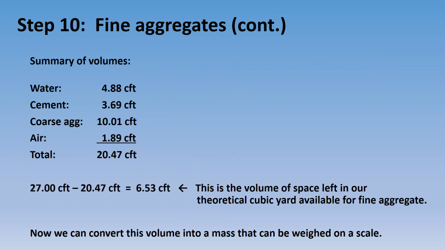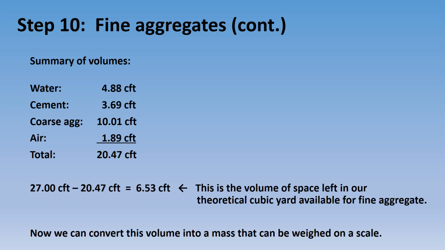So the summary of the volumes that we just computed: the water takes up 4.88 cubic feet, the cement takes up 3.69 cubic feet, the coarse aggregate takes up 10.01 cubic feet, and the air takes up 1.89 cubic feet. So out of our cubic yard available, we're already occupying 20.47 cubic feet. There's 27 total cubic feet available in a cubic yard. We subtract out what's already occupied, and that leaves 6.53 cubic feet available that has to be occupied by our fine aggregates, our sand.